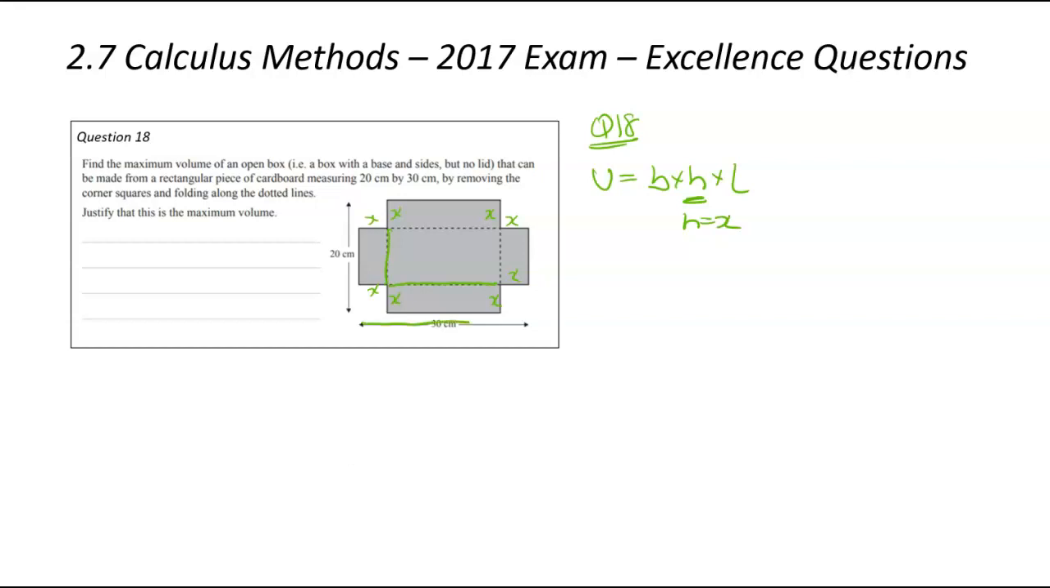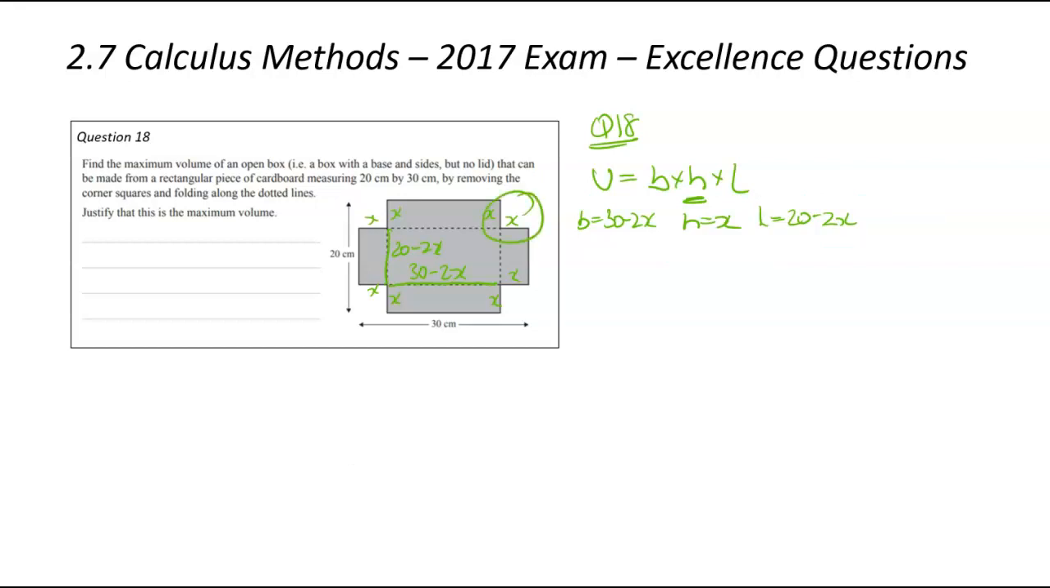So the total length is 30. We're then chopping off 2 x's. That means the bottom of that, or the base of the rectangle, is going to be 30 minus 2x. And the same can be said about the length. We've got 20 minus 2x. So that tells us the base will be equal to 30 minus 2x, and the length will be equal to 20 minus 2x. We're going to pull all this together to come up with an equation in terms of x.